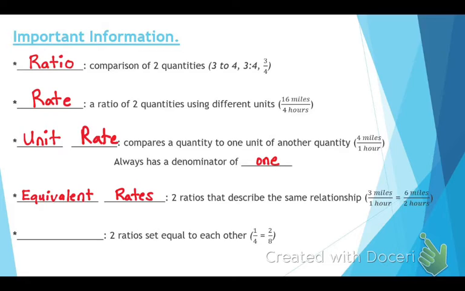Finally, the last one, we talked about this yesterday. Two ratios that are set equal to each other. What is that one? Proportion. There you go. Everyone's been trying to tell me that one all morning. Proportions is correct.